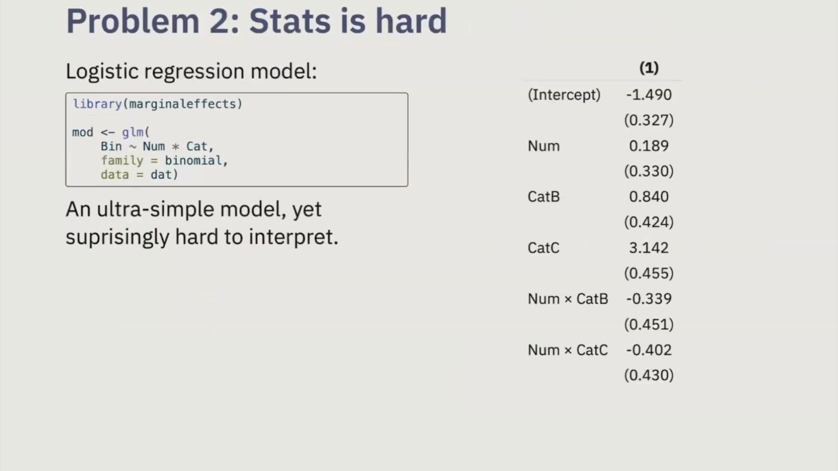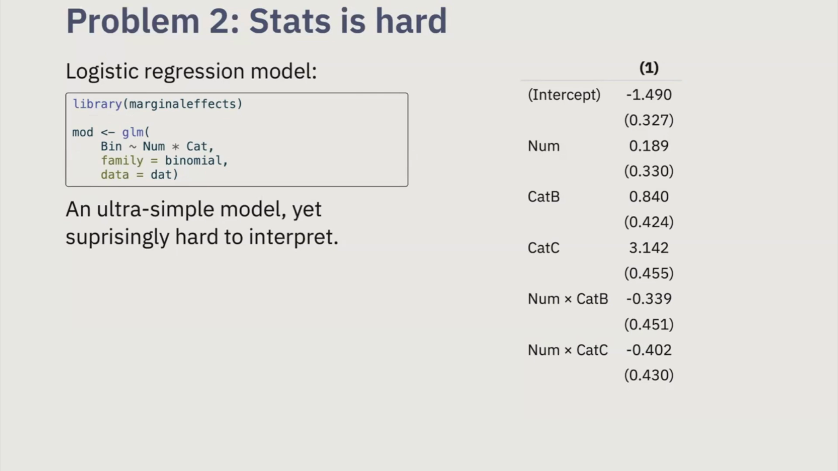It's just that stats is really hard. So take this example. Imagine you estimate a logit regression model, just with the standard glm function. The dependent variable is bin because it's a binary variable. Then you're going to have two predictors, a numeric one that's just a continuous variable, maybe normally distributed or something like that, and then a categorical variable with three levels, A, B, and C. So you estimate this super simple, basic logit model.